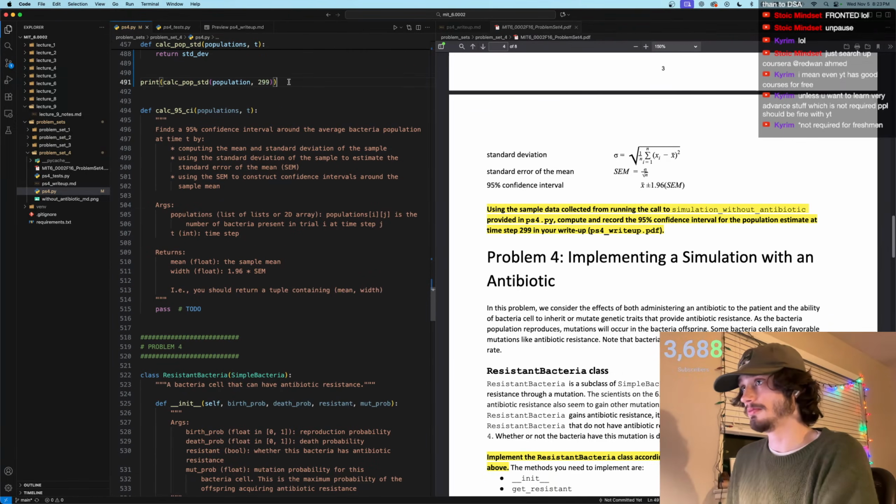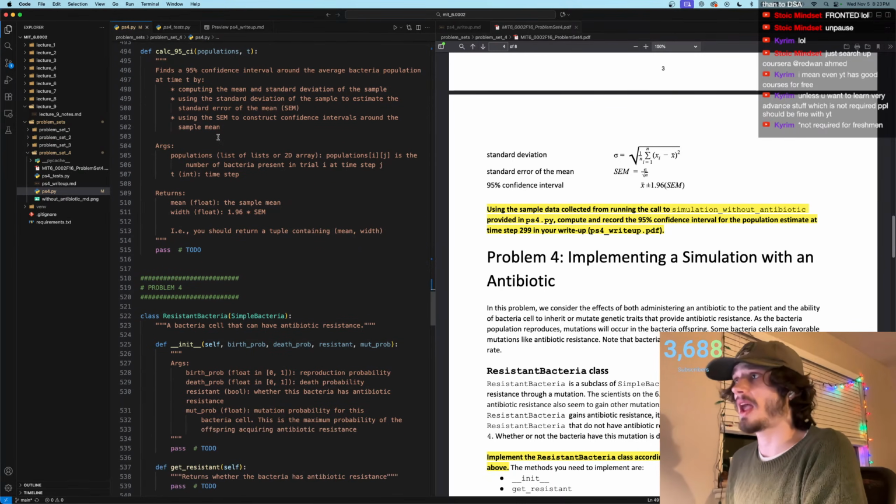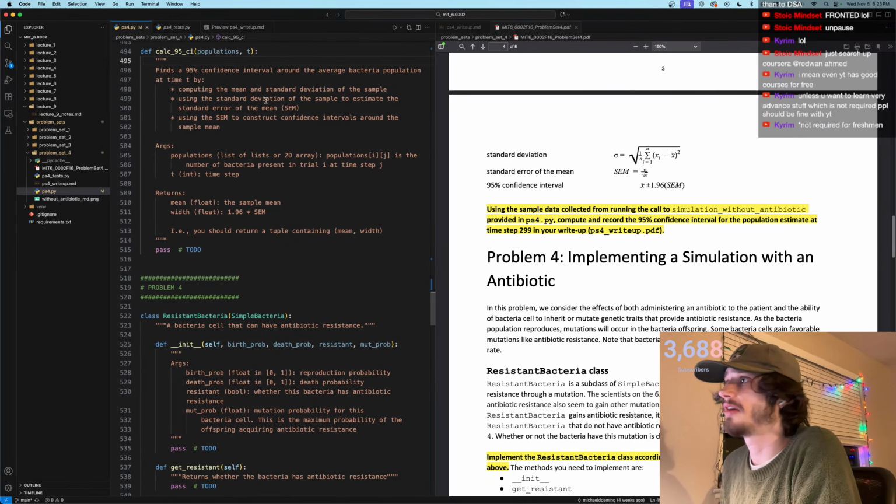Okay, so now what we're going to do is this calc 95 confidence interval, which finds the 95% confidence interval.